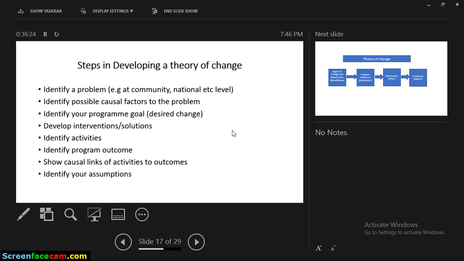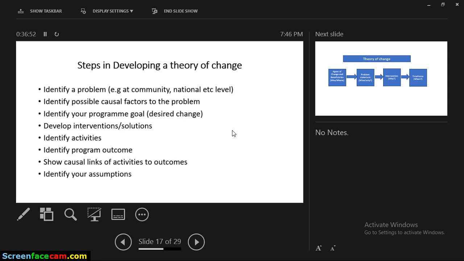Here, actually, is an example. If there's such a problem at a village level, community level, national level, we're going to identify that need. There's a problem there, and this problem needs attention, right? So we've identified what the problem is. Let's say it's a problem at national level, right?